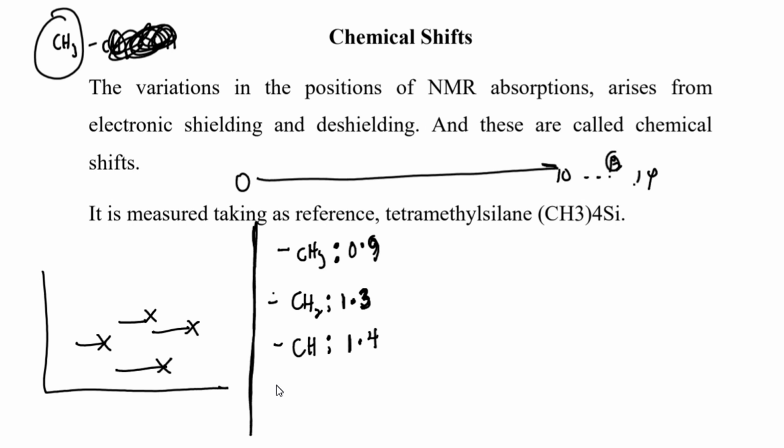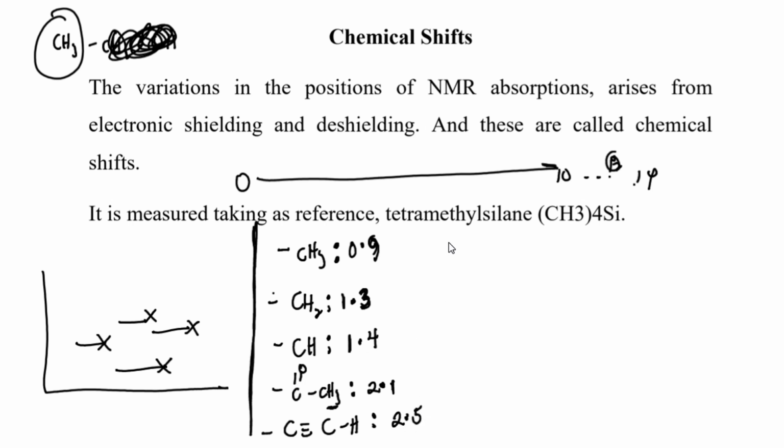Now we can also have this kind of proton. This proton here, in many cases, is always 2.1. So take note of this 2.1. It's the proton on this CH3 that is joined to C double bond O. Let's look at this also in alkyne. The proton here is basically around 2.5.